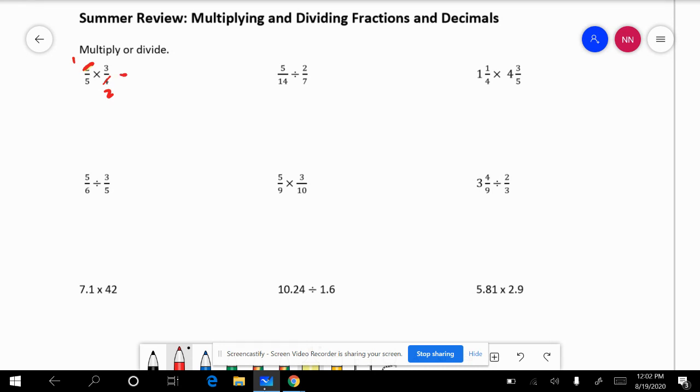Now what we're going to do is multiply across. 1 times 3 is 3. 5 times 2 is 10. So our answer is 3/10.